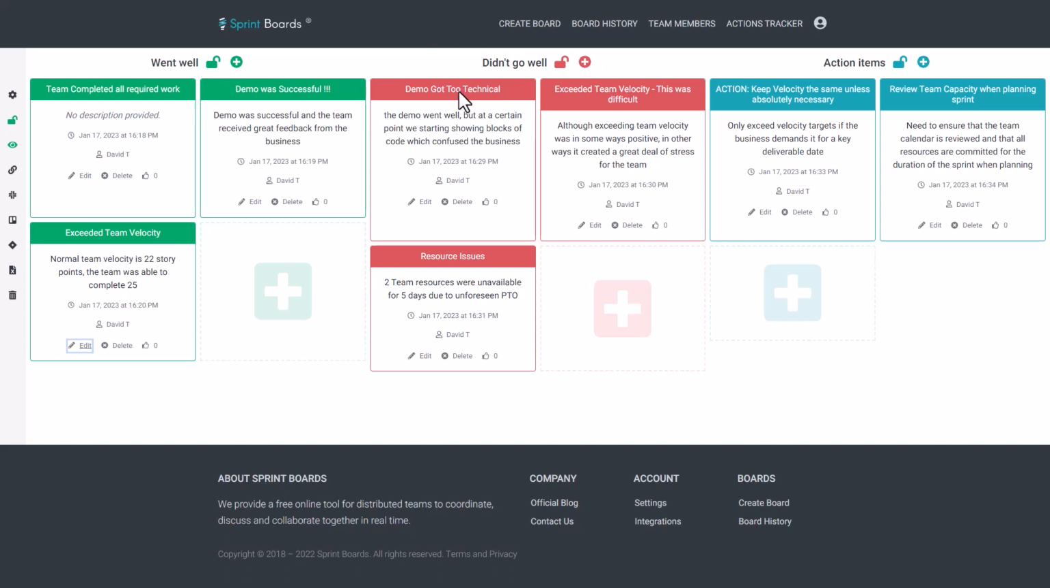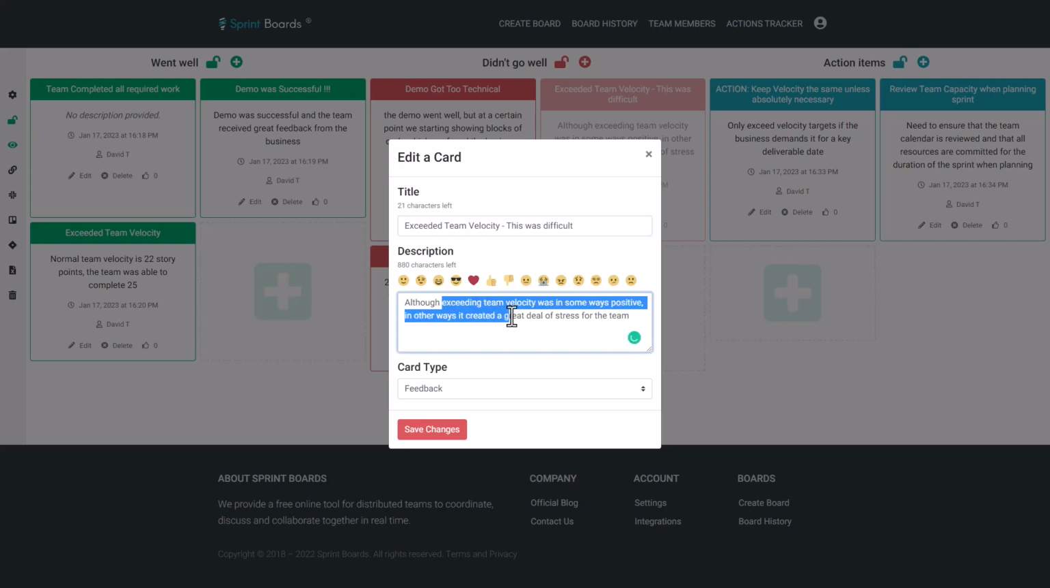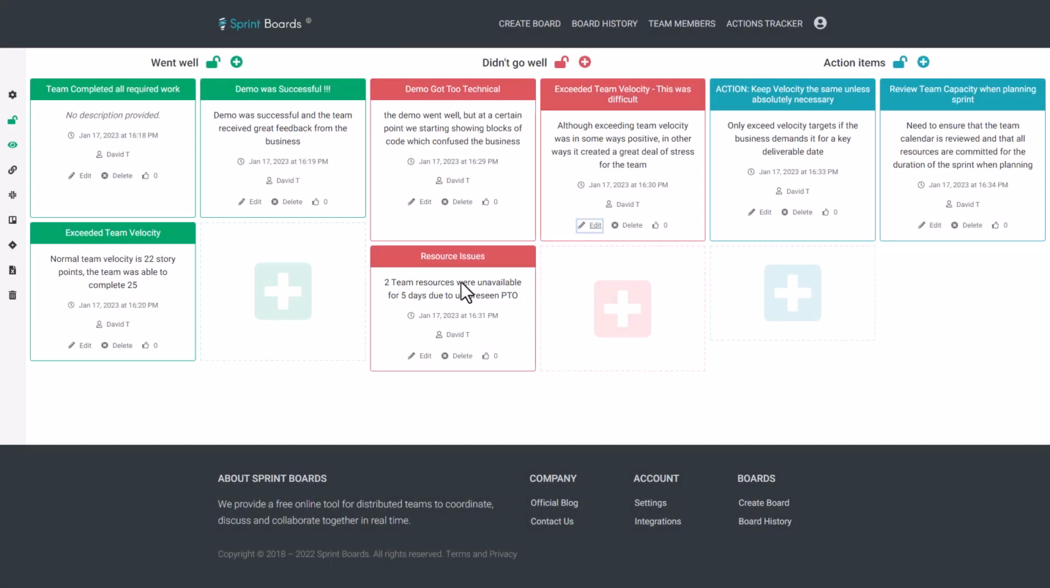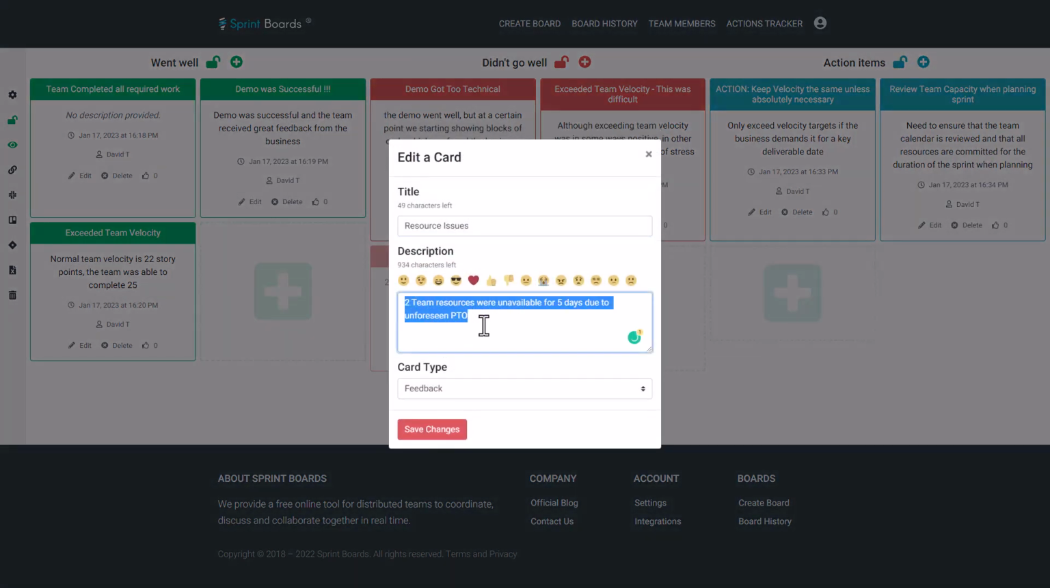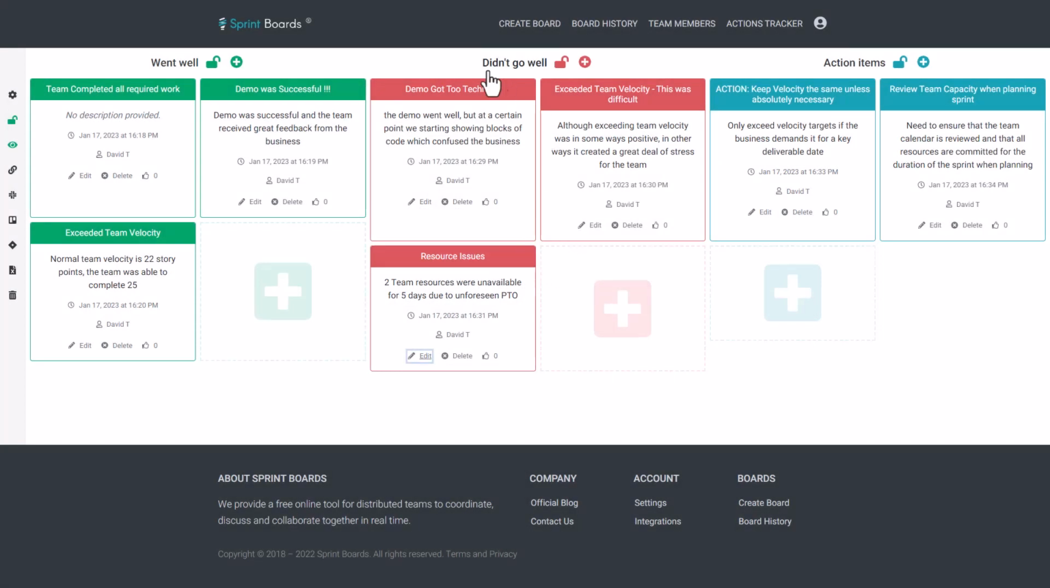So now we want to look at what didn't go well, and this is the most important in our mind because that's how you continually improve. So we want to talk about the demo here. We got a little bit too technical by looking at lines of code, which we don't really want to do because then the business will kind of lose focus. And then also, it's kind of a flip side of the positive, right? We exceeded team velocity. That was good, but it was also difficult and created a lot of stress on the team. And then something we hadn't anticipated was that 2 team members had unplanned PTO, so we didn't really calculate the capacity or have any contingencies in case they weren't available. The team finished the work, but it was very stressful.